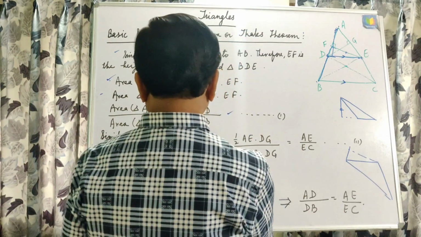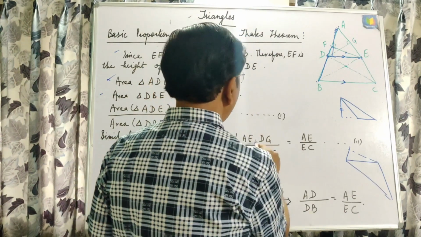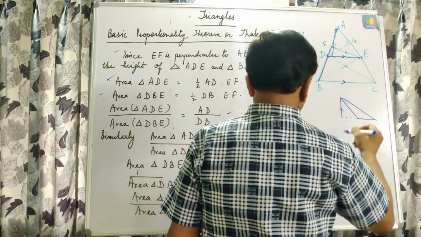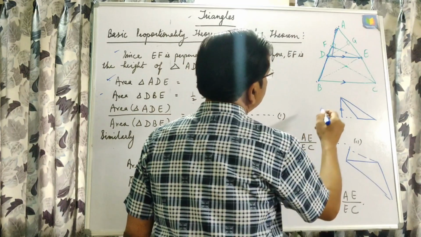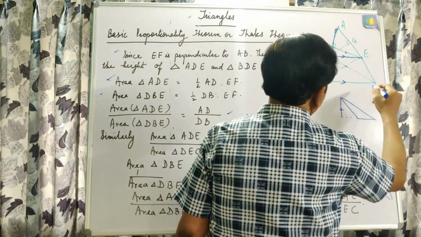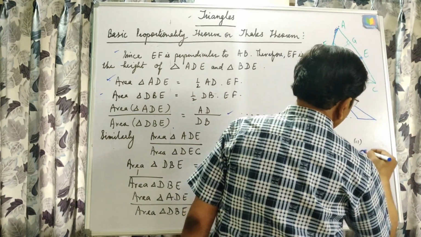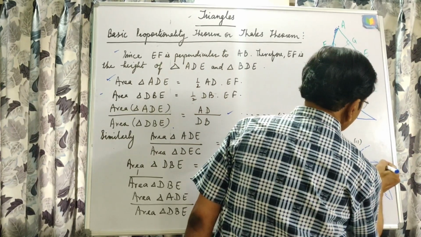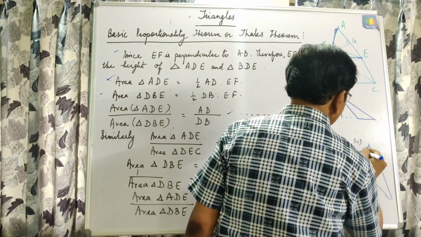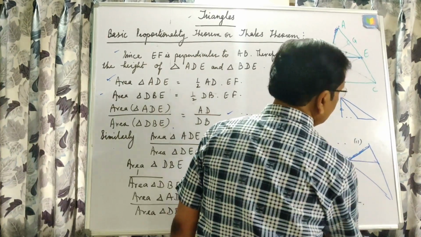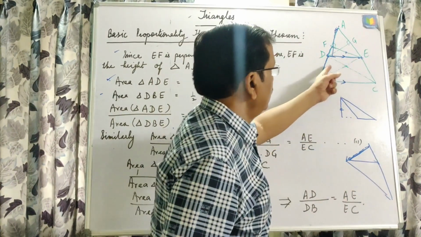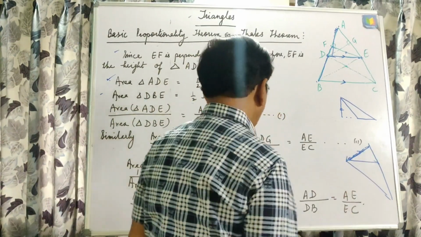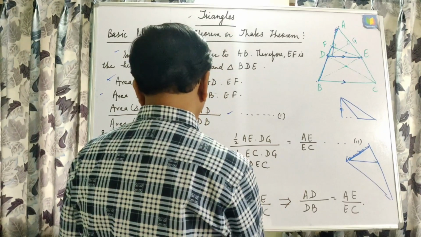Now half A into DG, AE into DG, and half EC into DG. We produce this side, and this is the height of this triangle. That was the height of BDE. And in this case again, height is same in both the cases.